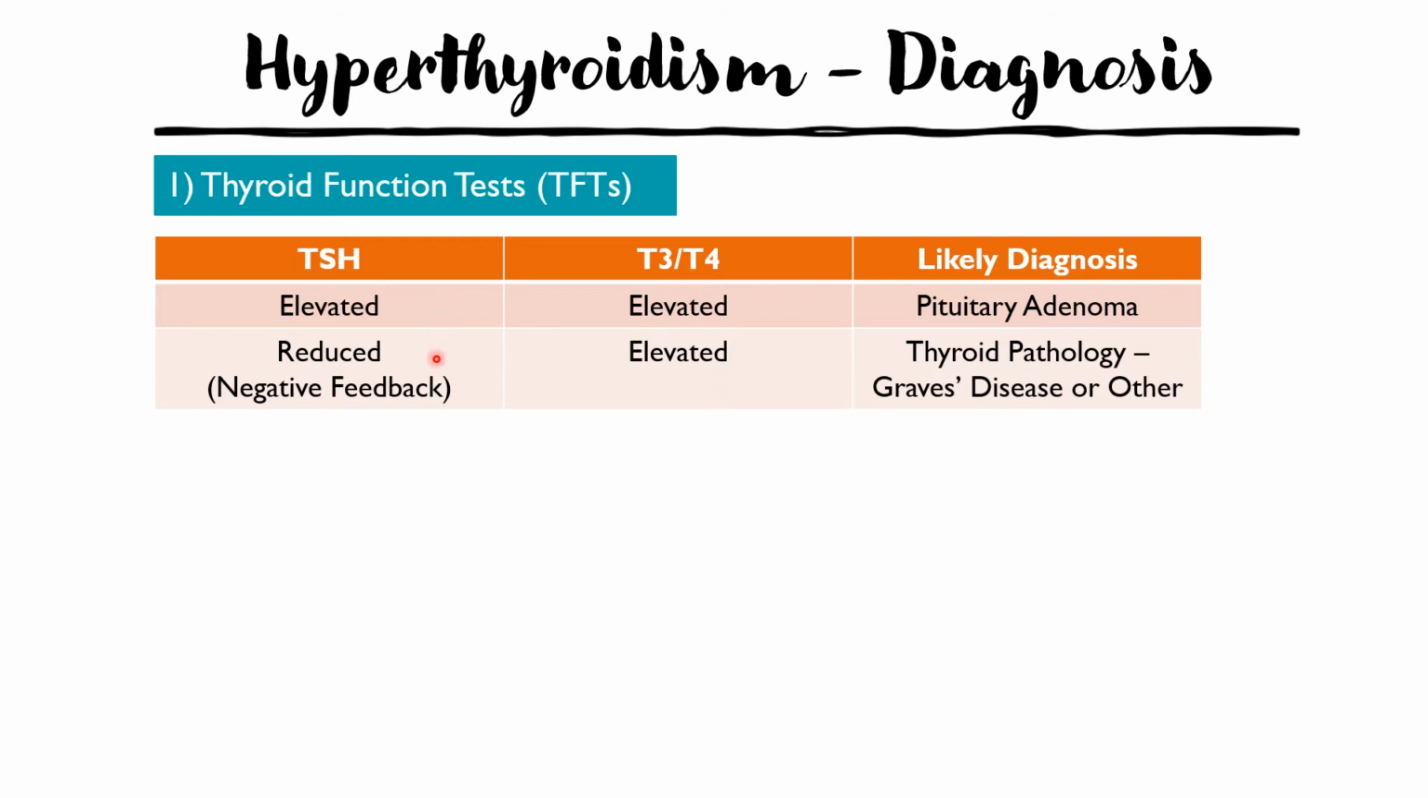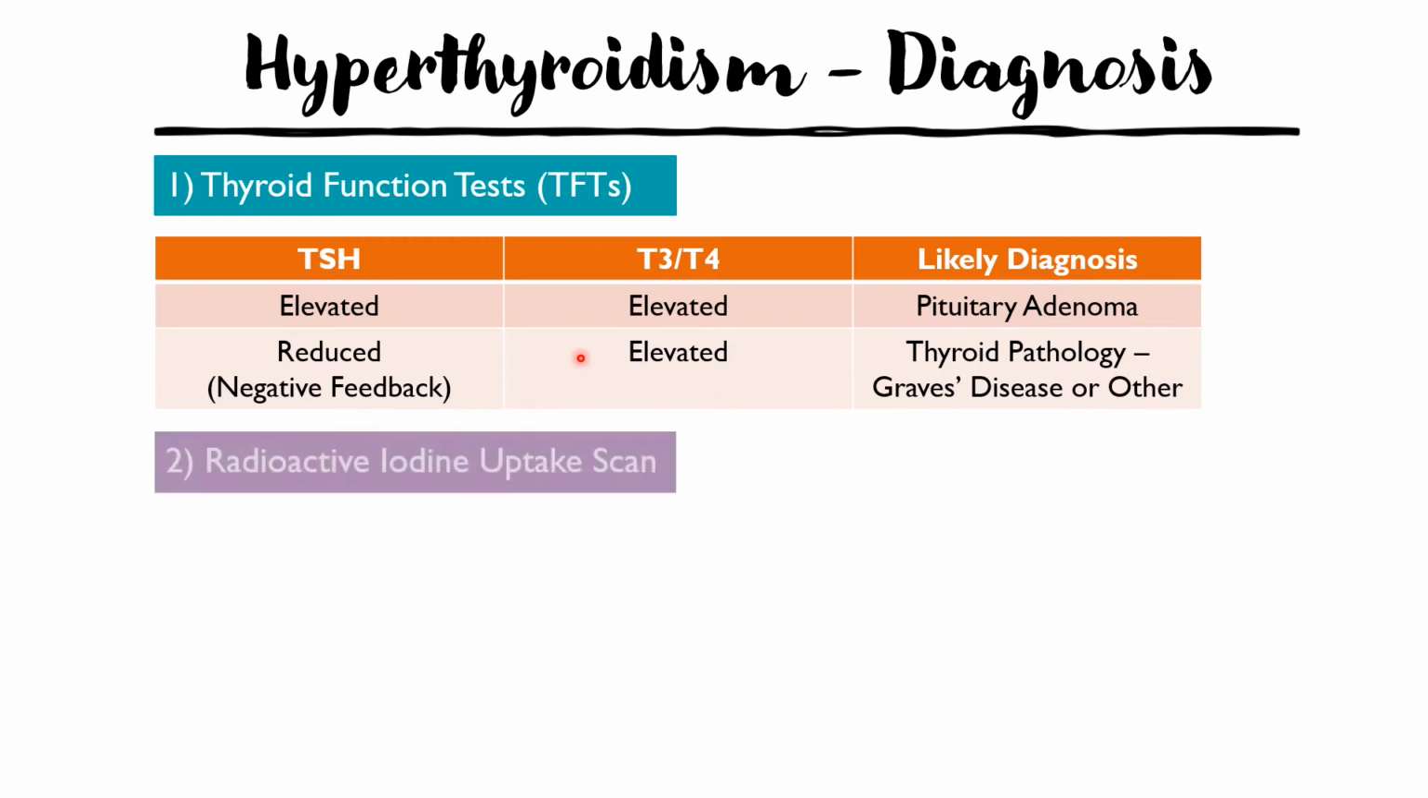If alternatively, your TSH is reduced and your T3 and T4 are the only things elevated, then it probably suggests that there's a problem isolated to the thyroid gland, and the most likely diagnosis here would be Graves' disease.